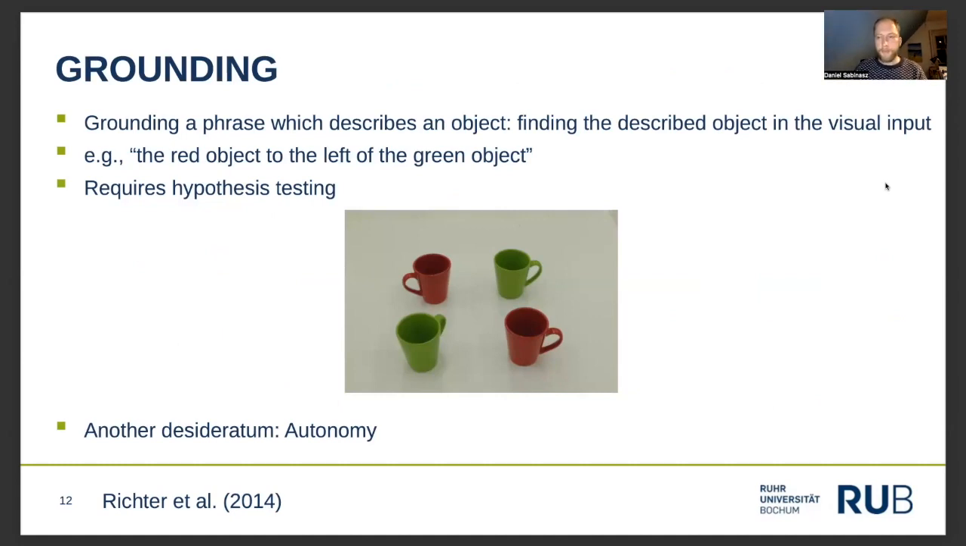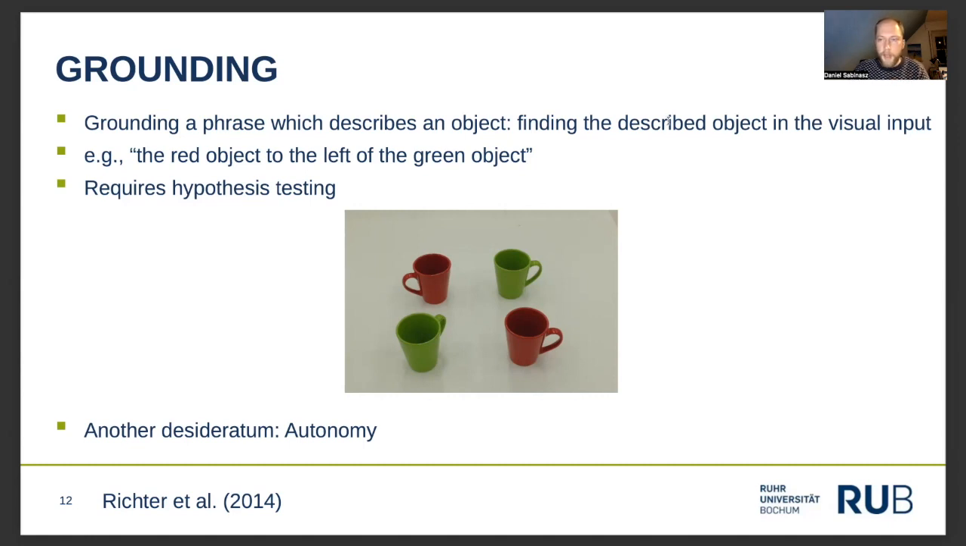So the grounding of a phrase which describes an object, as I said already, means finding the described object in the visual input. So for example, if the phrase is the red object to the left of the green object, which actually describes a certain object, then grounding that phrase means finding the object and attending to its spatial location. And this is not yet solved by the Lipinski model because it requires a form of hypothesis testing.